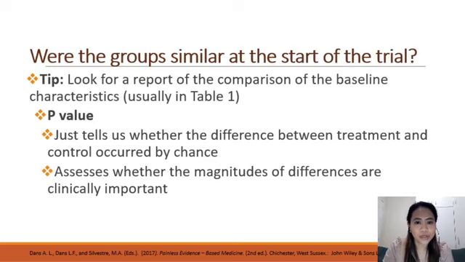To answer this question, we should look at comparison of baseline characteristics usually seen in Table 1. P-value should be more than 0.05. Even if there is no statistical difference between control and treatment group, we should still assess whether the magnitude of differences are clinically important.